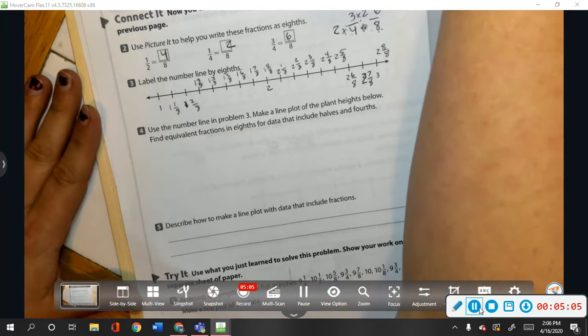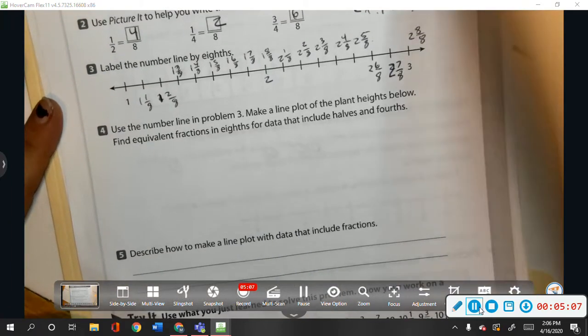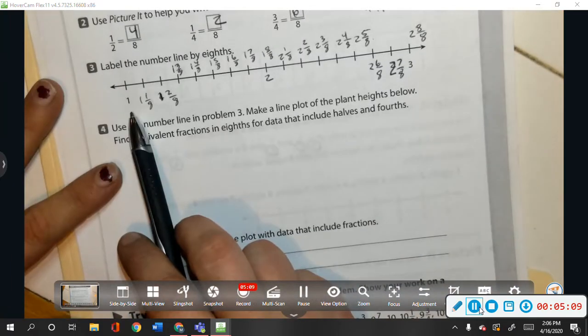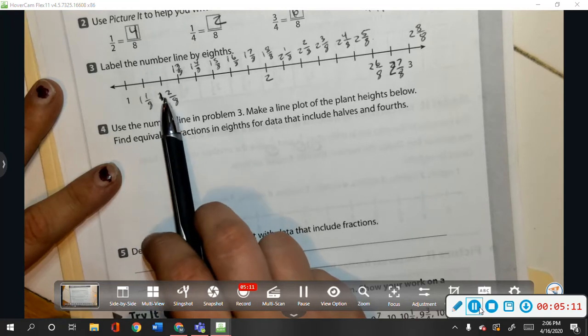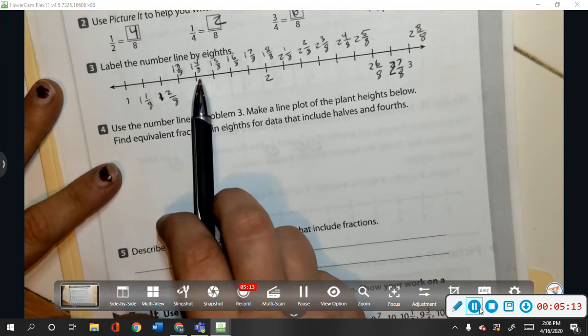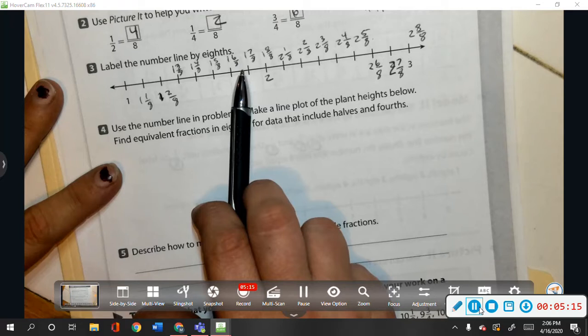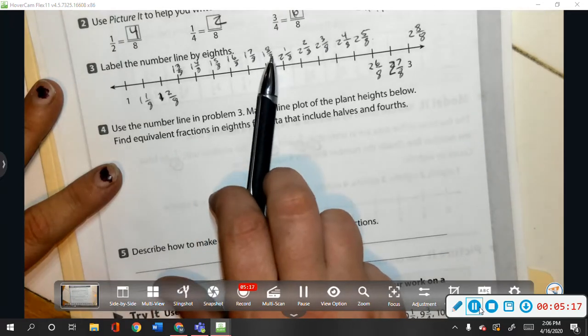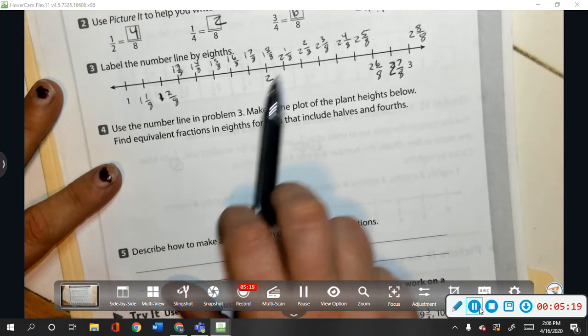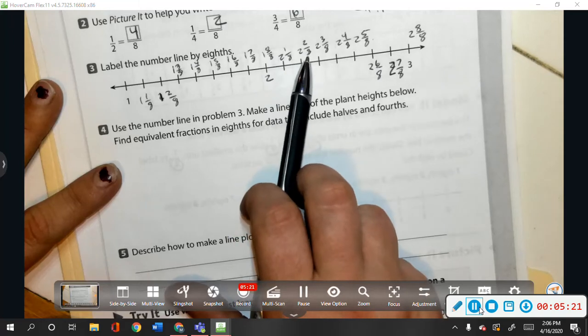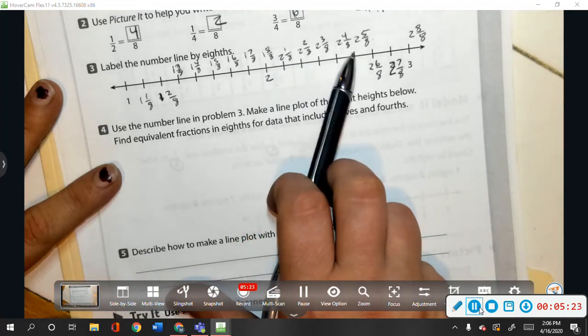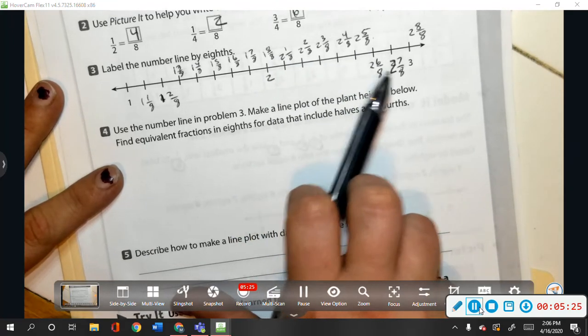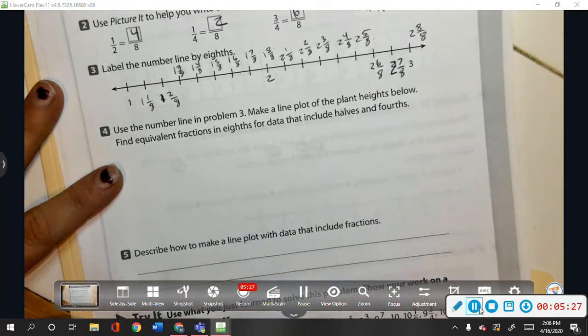Here we go. And we'll just zoom in a little bit so you guys can see that. So we have 1, 1 and 1/8, 1 and 2/8, 1 and 3/8, 4/8, 5/8, 6/8, 7/8, and then we have 1 and 8/8, which is the same as 2. 2 and 1/8, 2 and 2/8, 2 and 3/8, 4/8, 5/8, 6/8, 7/8, 2 and 8/8, which is 3.